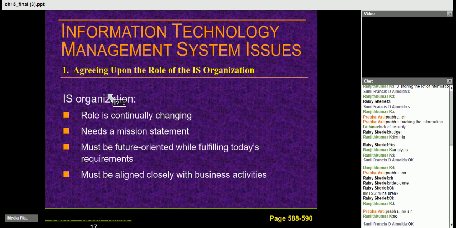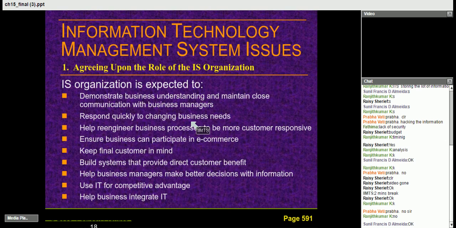Then, agreeing upon the role of the IS organization. The IS organization's role is continually changing, needs a mission statement, must be future oriented while fulfilling today's requirements, must be aligned closely with business activities.